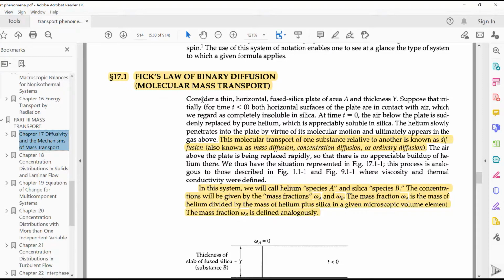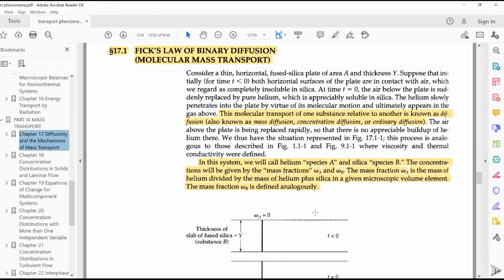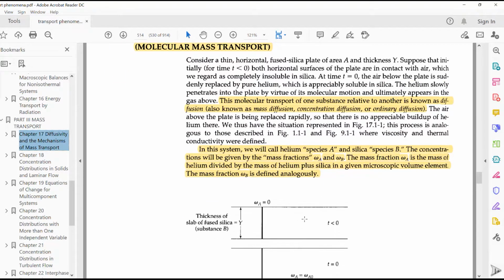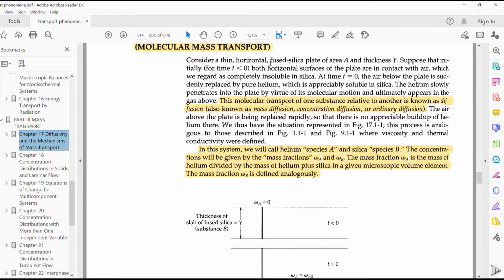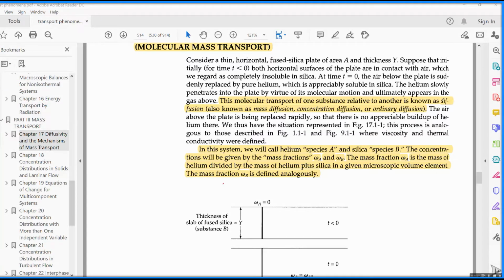So, molecular mass transfer. Okay, let's start again, in a similar manner and with a similar definition. Think about a system. You have some slab, and the thickness of your slab is Y. Let's call this species silica plate, and it has an area of A and a thickness of Y. Think about this horizontal surface, as we defined before. Let me just draw some 3D picture.